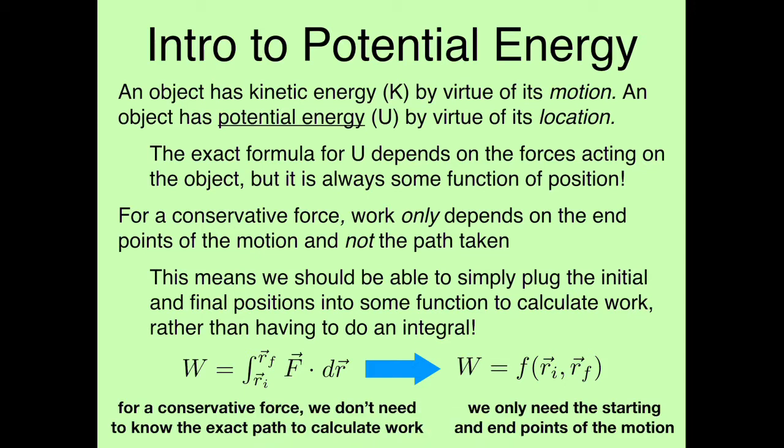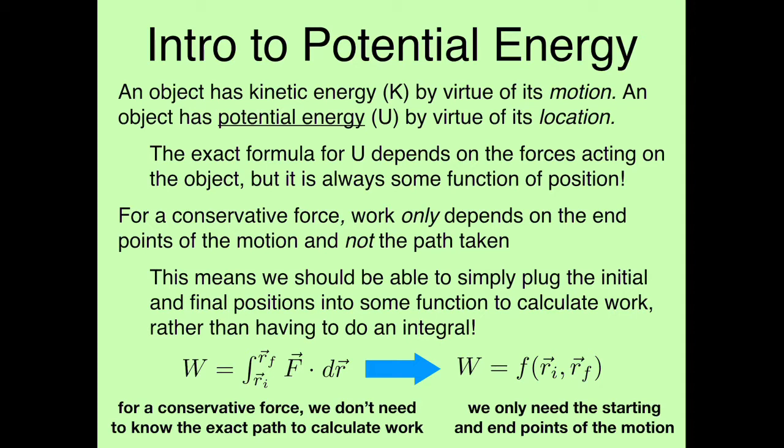But remember, we have this thing called a conservative force. For a conservative force, work only depends on the endpoints of motion and not the path that you take. So if we want to calculate the work for a conservative force, the way we would do this back in chapter 7 is to use an integral. Work is the integral of F dot dr, and we'd go from some initial position to some final position. We'd put those as our limits of integration. So you want to think of that as integrating over some path to get the work.